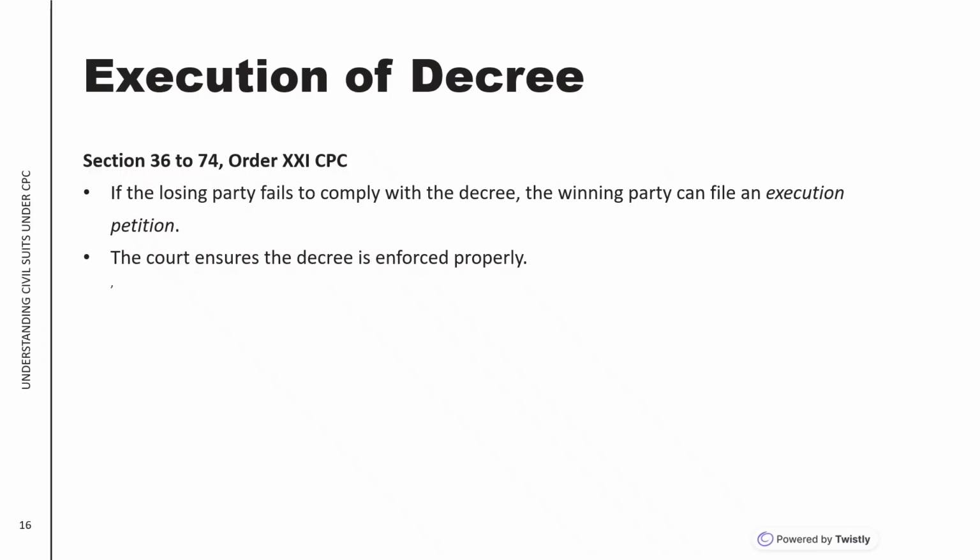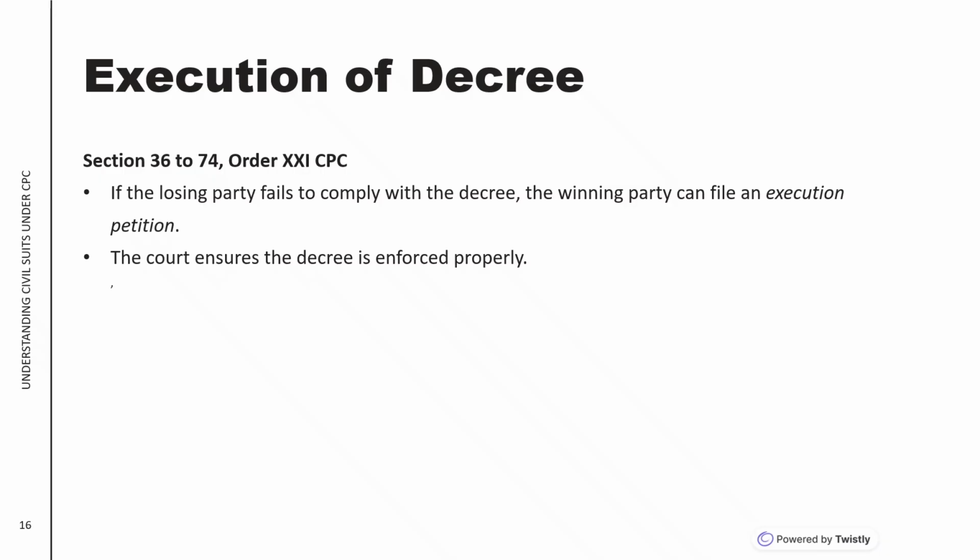And finally, we have execution of decree, which is given under Order 21 of the CPC and also between Section 36 to 74 of the CPC. Please have a look at it in the Bare Act. So this execution petition is filed if the losing party fails to comply with the decree, and the winning party can file an execution petition. The court ensures that the decree is enforced properly.